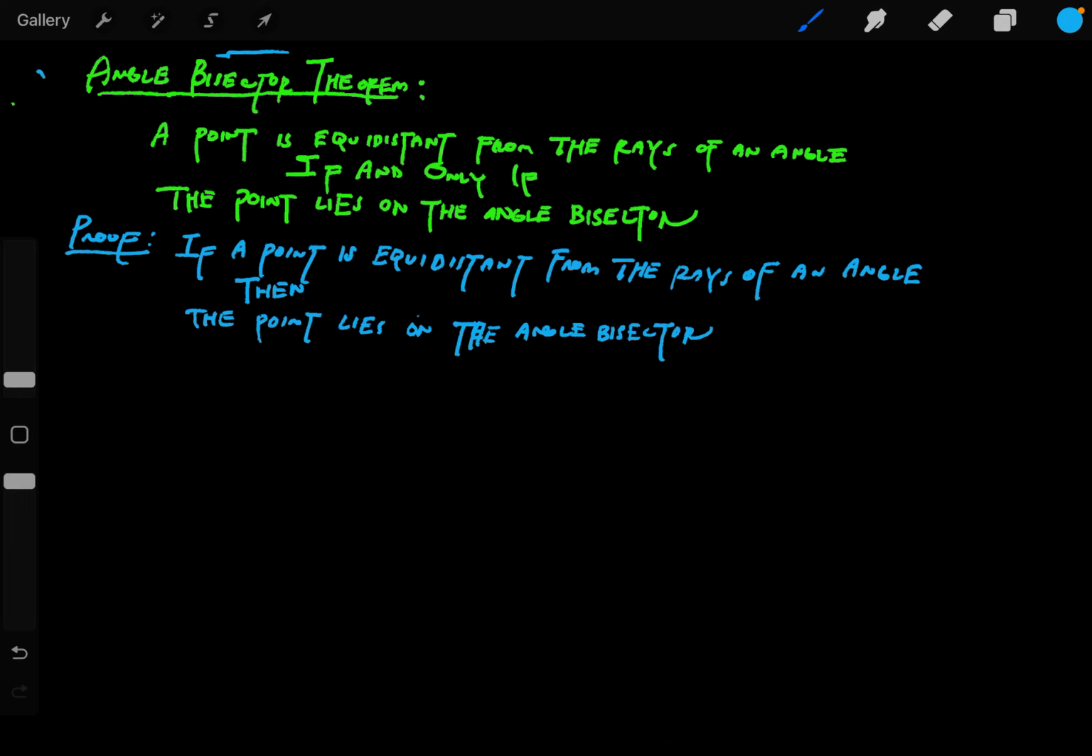Okay, so here we have the angle bisector theorem. It says that a point is equidistant from the rays of an angle if and only if the point lies on the angle bisector. So this if and only if means that we need to do it in both directions.